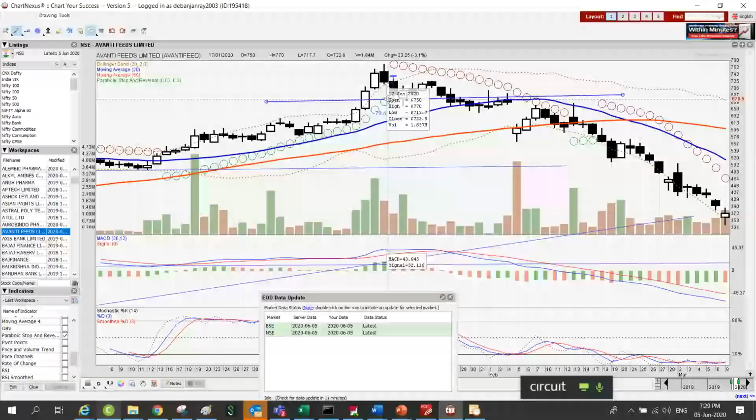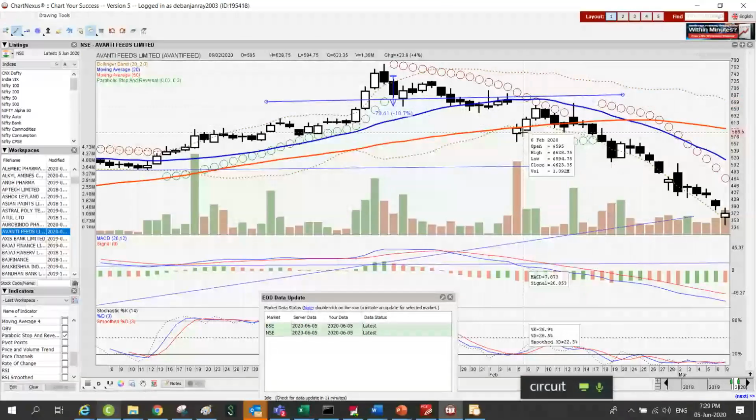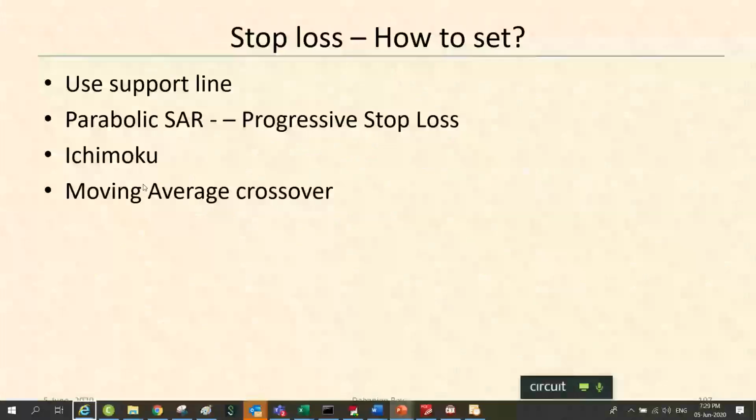And whenever it is falling down, and you will see that the price is going below the parabolic SAR on that particular date, you can exit from the stock. Very, very clear cut signal. Okay, so now let me go to another.